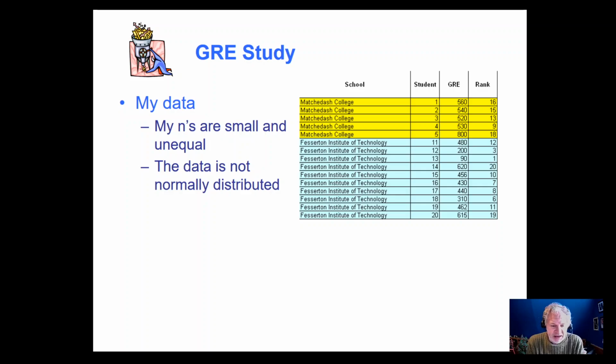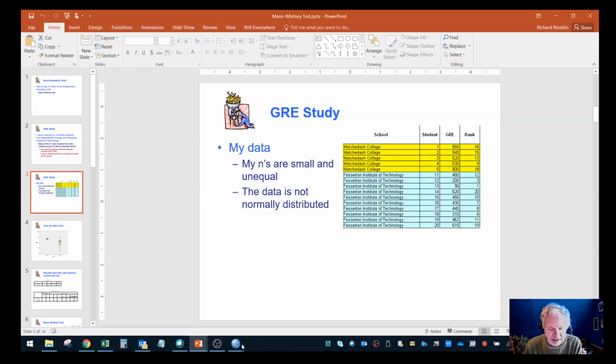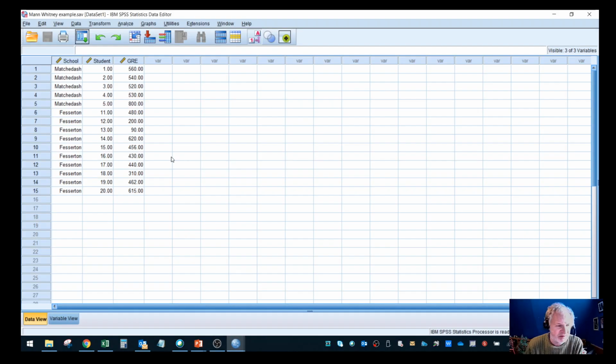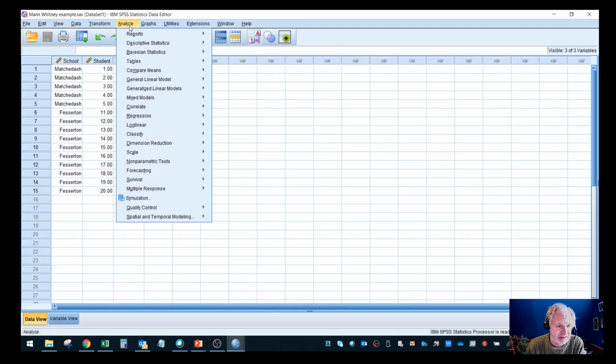And I collect my data. I do have unequal n's, and they are small, less than 30. And I have to go through my diagnostics. The first diagnostic I'll do is my test for normality. I have 5 Matchadash students and 10 Fesserton students. Okay. So I'll have the data in SPSS, which you have available to you on Blackboard.